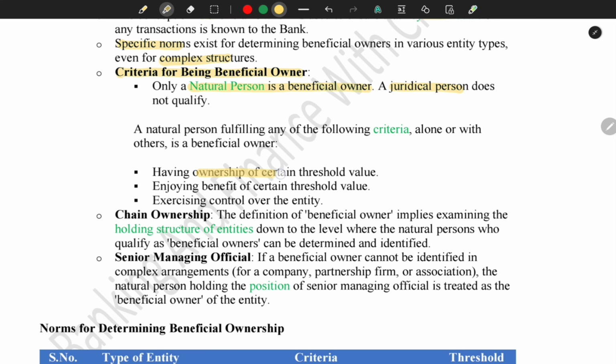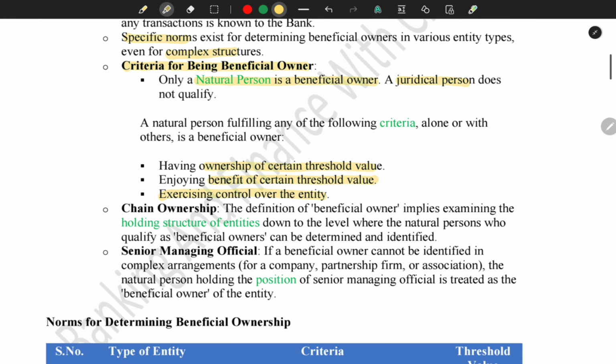Having ownership of a certain threshold value, like that person has to own a certain amount of value of the company, then enjoy some benefits of certain threshold value, or also they can have exercise control over the entity, like they are the ones who control the organization. Now, what is chain ownership?